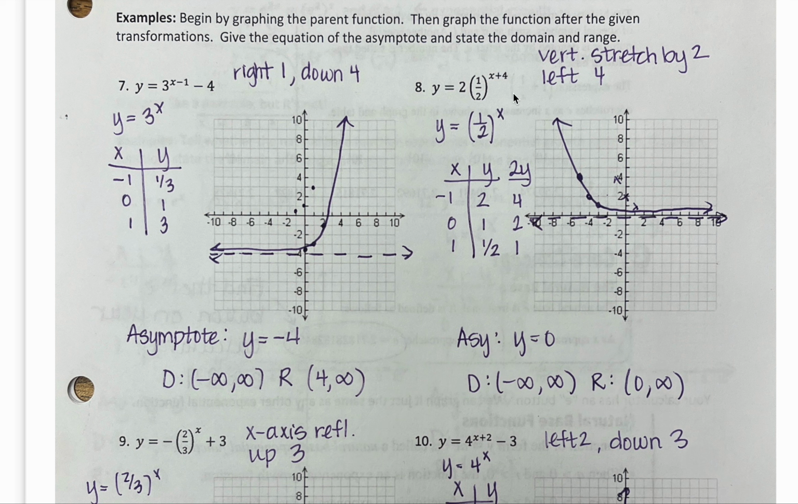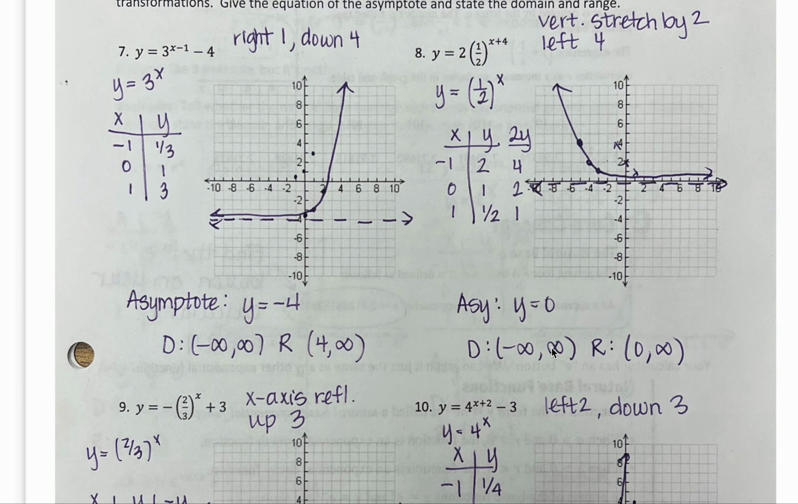Since it didn't move up or down, the asymptote is not going to change. If you take a horizontal line and slide it back and forth to the left and right, it's still the same horizontal line because it goes on forever. So the domain and range are the same as the parent function, and the asymptote is y equals 0.